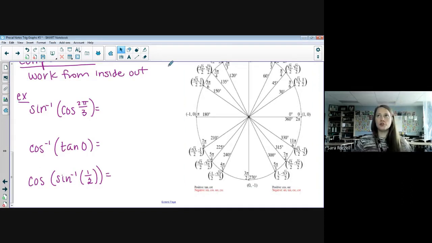So with these, we just have two problems in one. You evaluate the problem that's on the inside, get that answer, and then apply your outside operation to it. Remember, when we're doing inverse, we're looking for angles. If there's not an inverse, we are looking for the trig function, or what's in the ordered pairs.